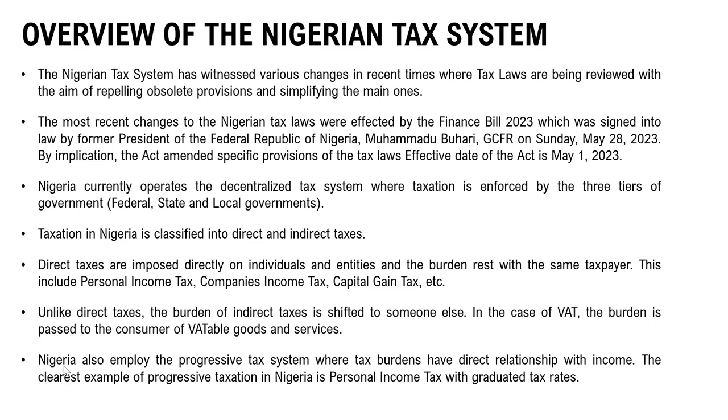Yeah. So we also have direct tax and indirect tax. Taxation in Nigeria is classified into direct and indirect taxes. Direct taxes are imposed directly on individuals and entities, and the burden rests with the same taxpayer. So we have personal income tax, company income tax, capital gains tax, etc., right? Then unlike direct tax, the burden of indirect tax is shifted to somebody.